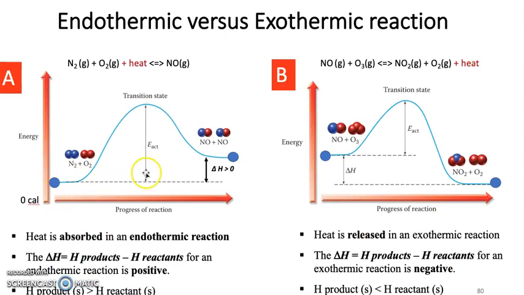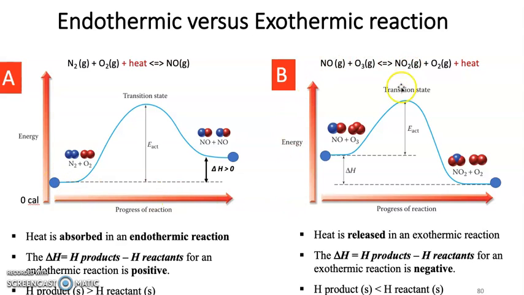So when we talk about energy, it usually is correlated to heat. Heat can be released or absorbed from the system. When heat is absorbed from a system, we call it an endothermic reaction. In an endothermic reaction, the delta H or heat of reaction is always a positive value because the heat of the product is higher than the heat of the reactant.